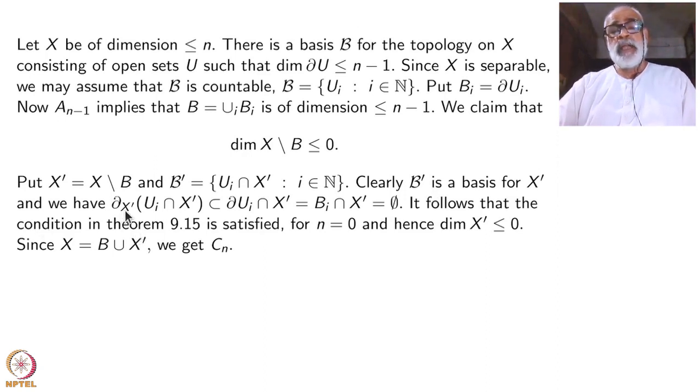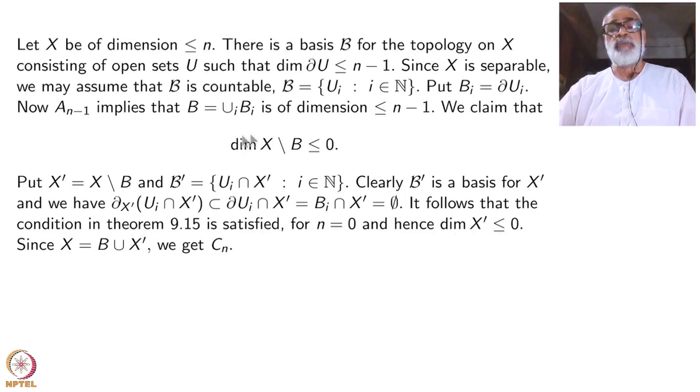And we have, if you take Ui intersection X prime and its boundary in X prime, then the boundary of it is contained inside the boundary of Ui intersection X prime. And these things are nothing but Bi intersection X prime, and Bi intersection X prime are all empty. Why? Because X prime is X minus B. All the union of all the Bi's has been thrown out. Okay. So it follows that the condition in the earlier theorem is satisfied, namely for n equal to 0.